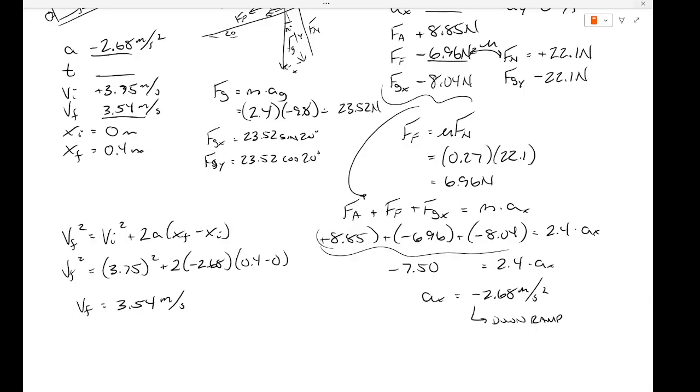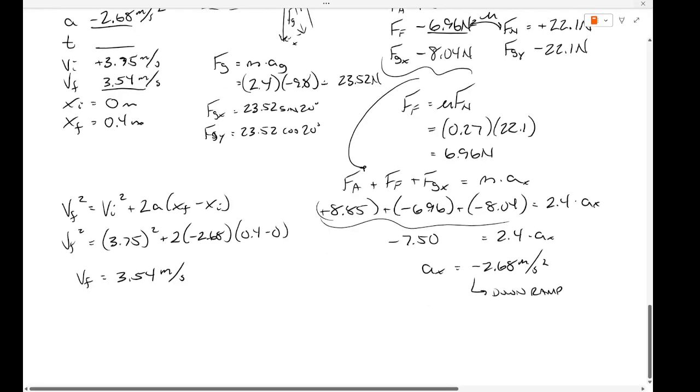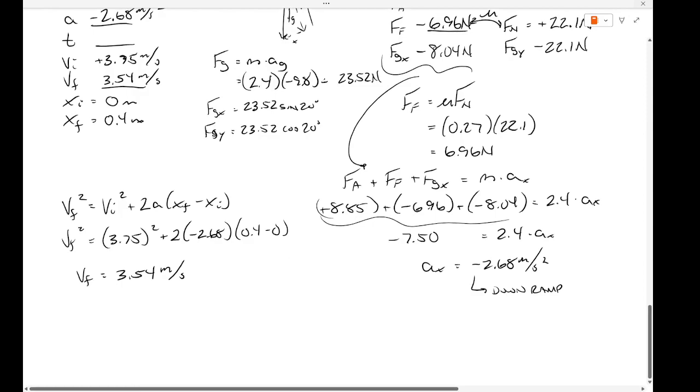So we lost a little bit of velocity. It appears it's not really on that ramp for very long, right? It's only going less than half a meter, so it shouldn't take very long to be on the ramp. If I want, I can find the time. Remember, v final is equal to at plus v initial. We can find the time on the ramp.